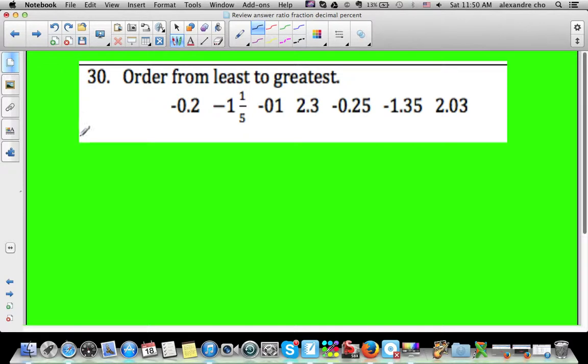And order from least to greatest. Who made these questions? Okay, don't answer that. Again, the first thing I would do is change this to a decimal, which is 1.2. Okay, 1/5 is 0.20. So, order from least to greatest.